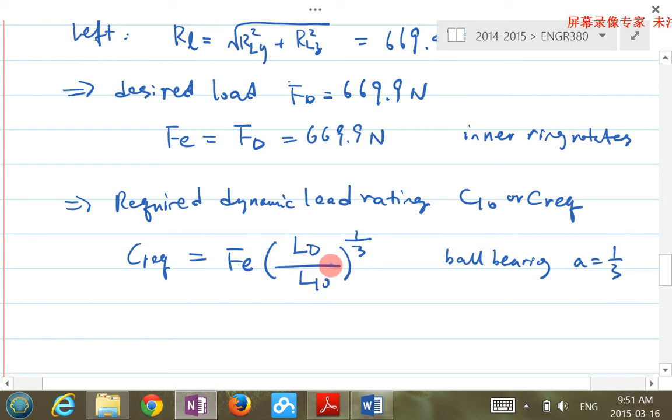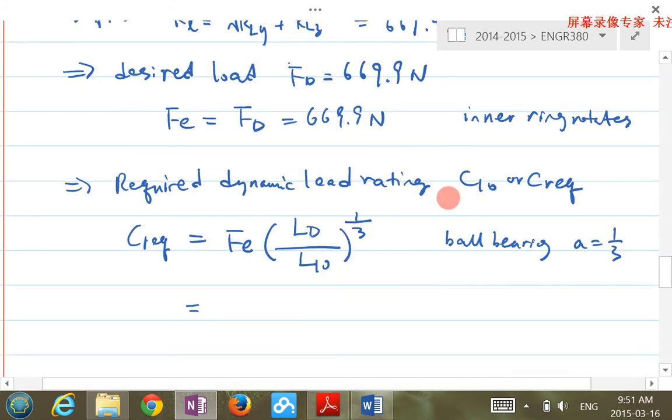L10 is the catalog rated life, LD is the desired life, and this is 10 to the power 6. So we're supposed to plug all the numbers in here. But the catalog I'm going to use is from NSK, and the catalog doesn't give values in Newton. The catalog gives values in pound force. So before I use the catalog, I need to convert it into pound force, so I might as well convert this value at this stage from Newton to pound force.